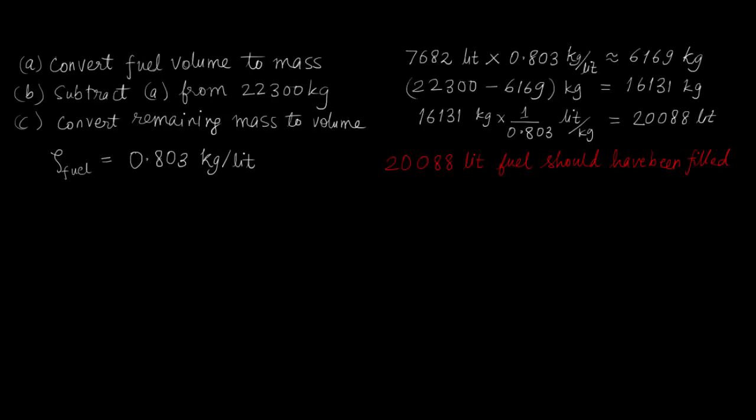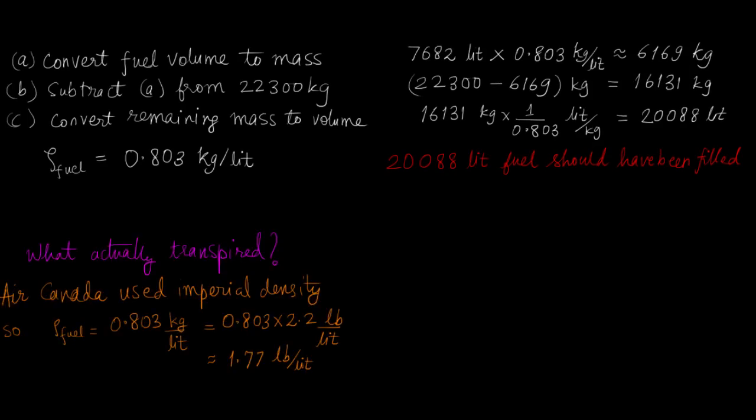Because Air Canada used imperial units, the density of fuel was 0.803 kilogram per liter multiplied by 2.2 pounds per kilogram. So 0.803 multiplied by 2.2 is 1.77. The 2.2 comes from the conversion of kilogram to pound, because 1 kilogram is 2.2 pounds. So it yields a density of fuel as 1.77 pound per liter.